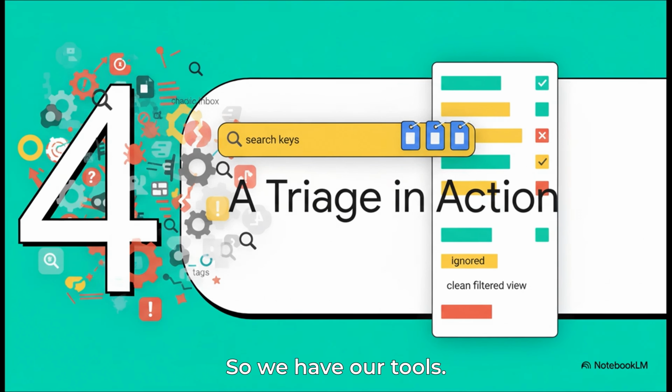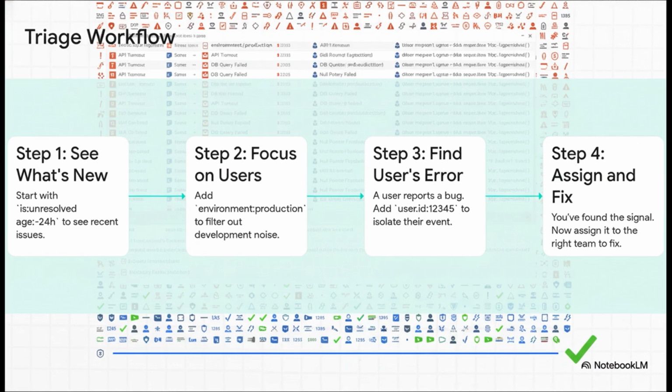So we have our tools. We've got the search keys for the big picture, and we've got tags for getting into the nitty-gritty details. Now let's put it all together and see what it looks like in a real-world workflow. Okay, so picture this. You're a support engineer. You start your day with is:unresolved age:-24h, just to see what's new. Next, you tack on environment:production, because that's where the real users are.